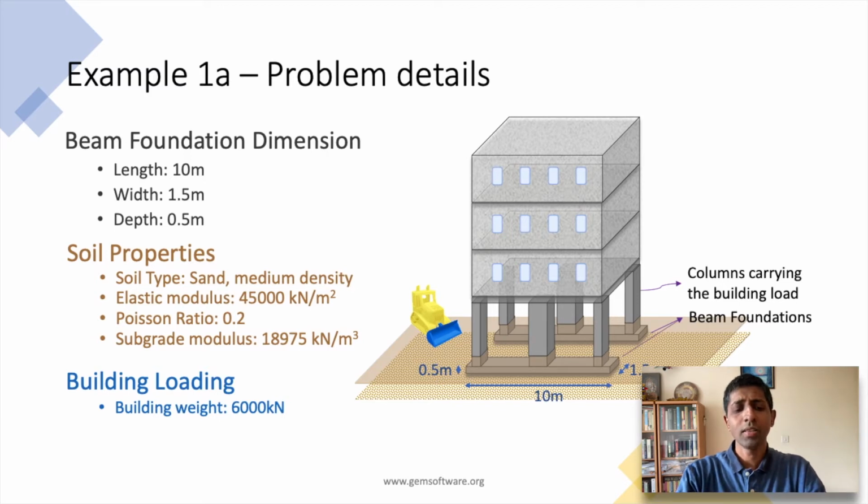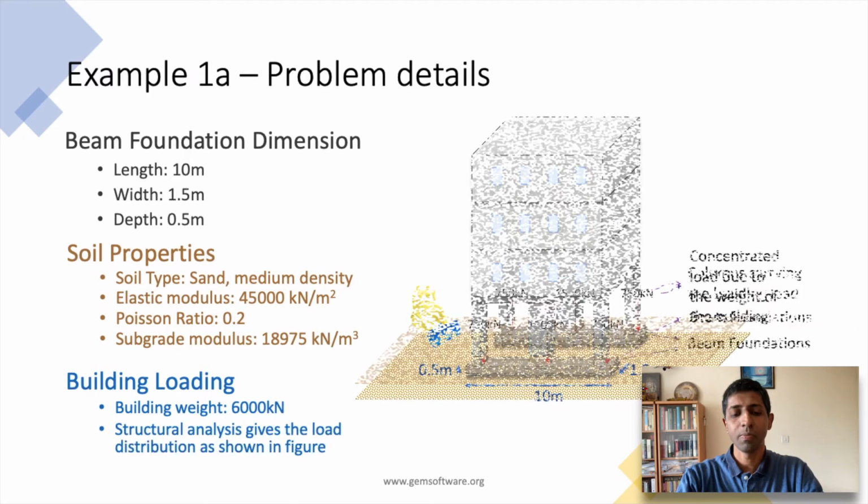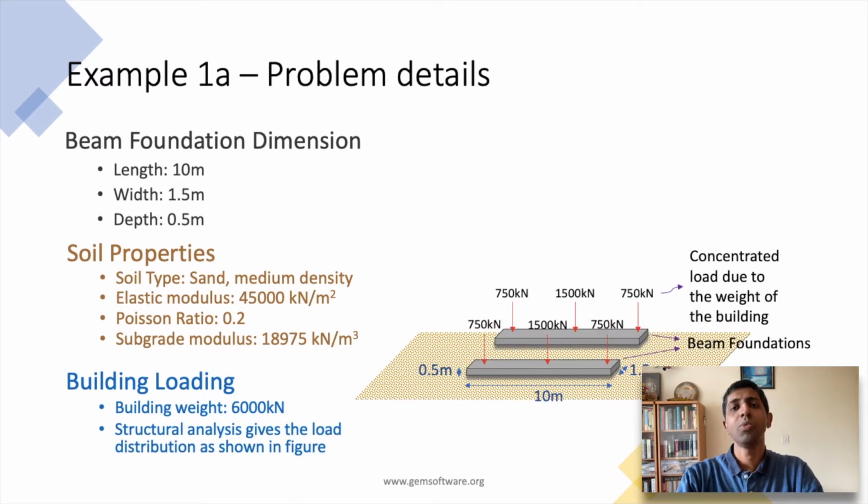Now, structural analysis gives the load distribution as shown in the figure below. The load is distributed equally amongst the 2 beam foundations, each carrying 3,000 kilonewtons. Now, of the 3 columns on each beam, the outer columns carry 750 kilonewton, while the central column carries 1,500 kilonewton. We will now look at defining the problem using our software, applying the loads, and then analyze it using discrete spring bed method and elastic half space method.